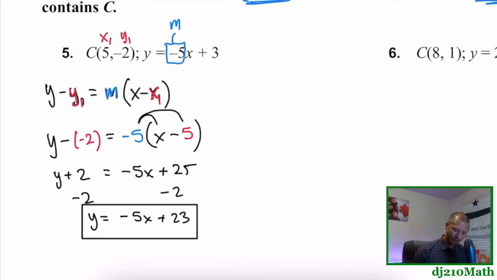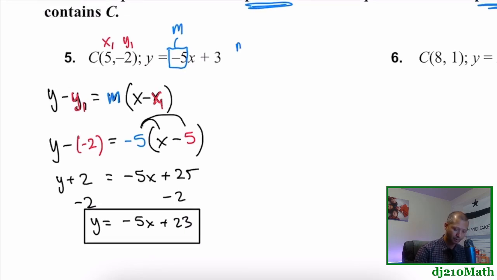All right, we're going to do the exact same thing, except we want perpendicular. So I have to flip the slope. So the slope that we're going to use right now is positive 1/5. It was negative, so I need it to be positive, and we have to flip it. When you flip 5, it becomes 1/5. That's the slope that we're going to use now.